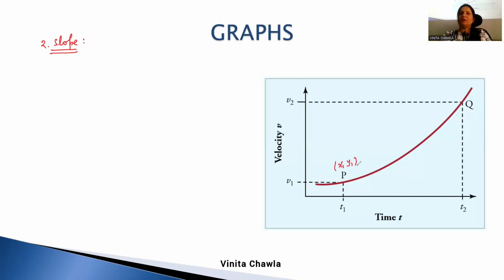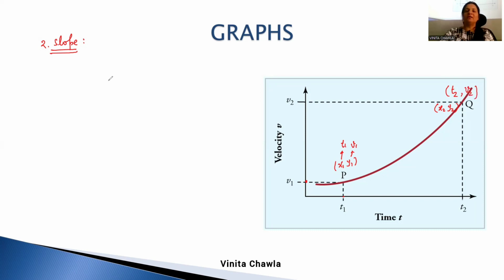You have done coordinate geometry. Have you done? And let the coordinates of this point be x2, y2. So our x1 is t1 actually. In this particular case, x1 is t1 and y1 is v1. It's along the y-axis. This is the ordinate and this is the abscissa. And here x2 is t2 and the ordinate y2 is v2.